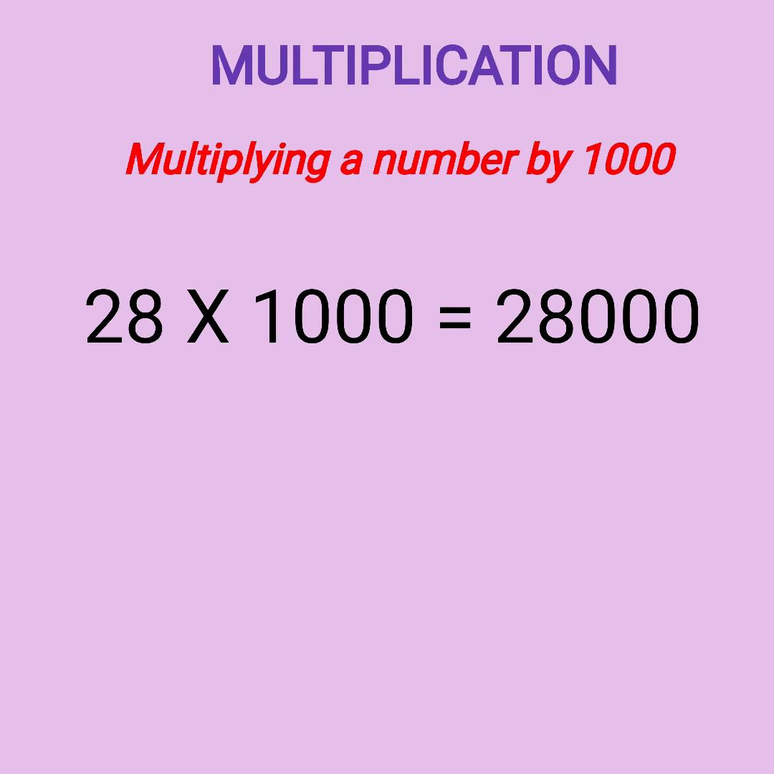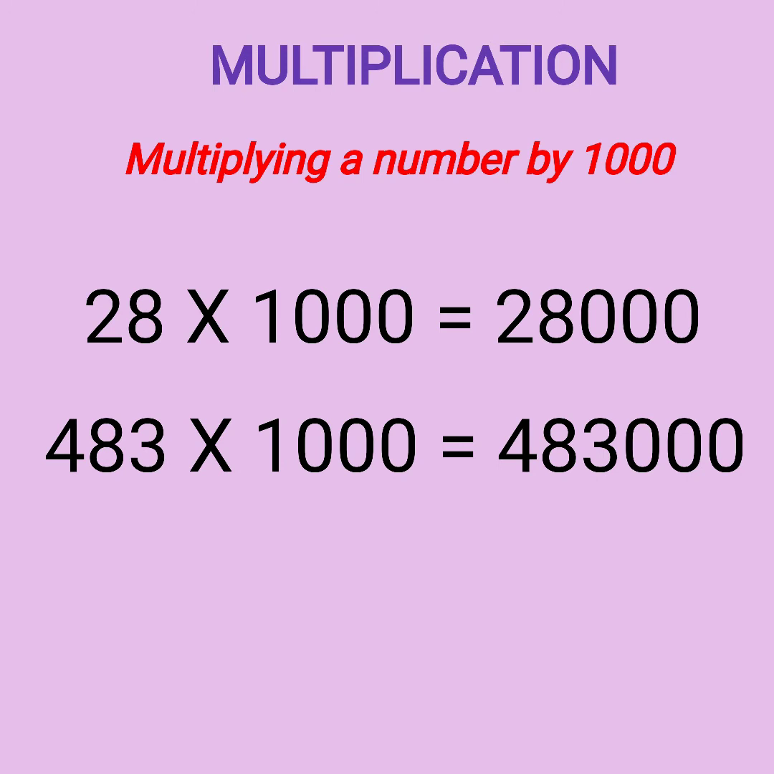Continuing with the same trend, when a number is multiplied by 1000, 3 zeros are added to the right of the answer. So here 28 multiplied by 1000 gives 28000 and 483 multiplied by 1000 gives 483000.